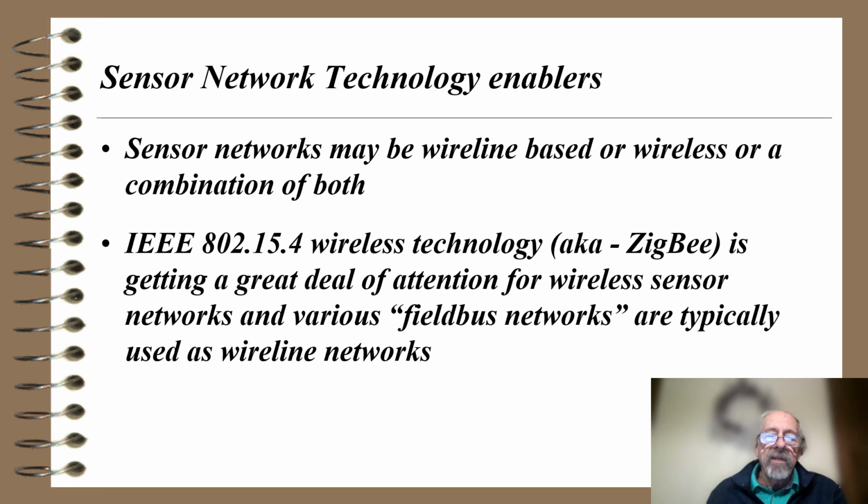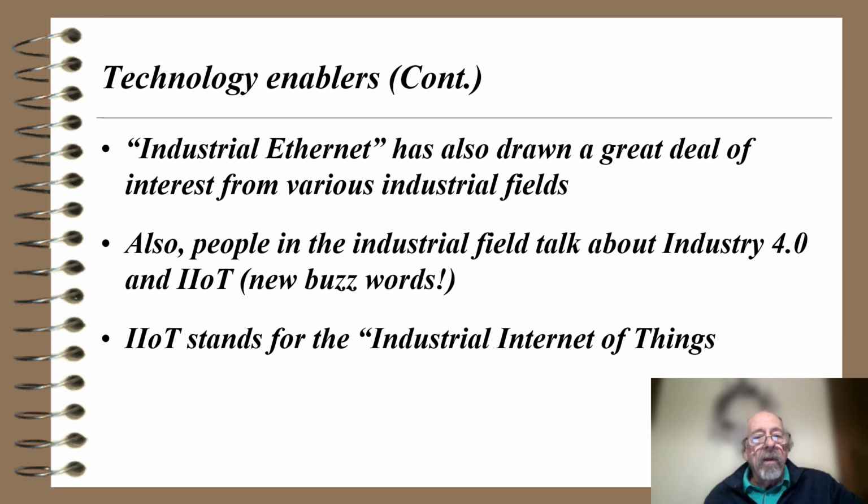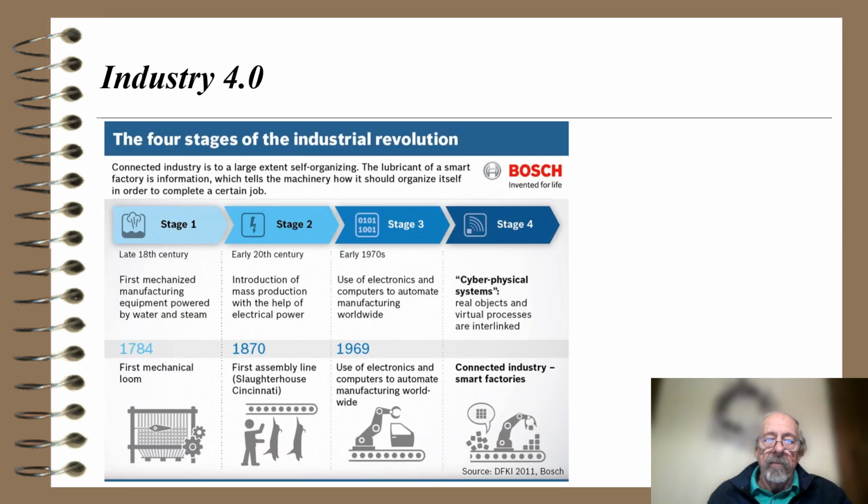IEEE 802.15.4 wireless technology, also known as Zigbee, is getting a great deal of attention for wireless sensor networks, and various field bus networks are typically used as wireline networks. Industrial Ethernet has also drawn a great deal of interest from various industrial fields. We have a version of that that's recently been standardized. Also, people in the industrial field talk about Industry 4.0 and IIoT. These are new buzzwords. IIoT stands for the Industrial Internet of Things.